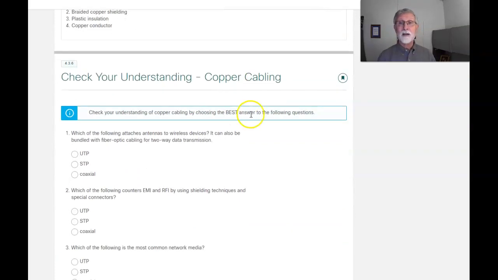That is the end of copper cabling. I will return for UTP cabling. Talk to you later. Bye-bye.